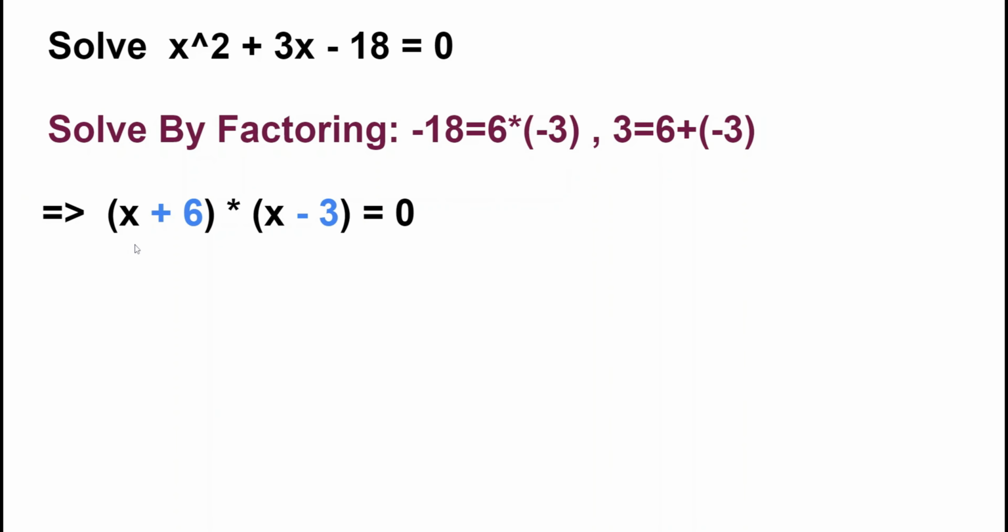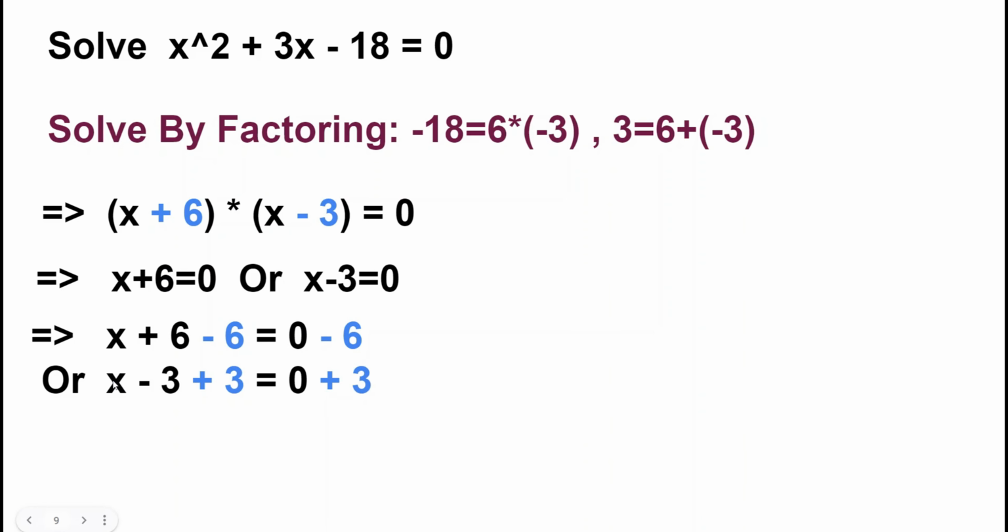So we can write this as x plus 6 times x minus 3 equals 0, meaning x plus 6 equals 0 or x minus 3 equals 0, meaning that x plus 6 minus 6 equals 0 minus 6, or x minus 3 plus 3 to get rid of minus 3 equals 0 plus 3 on both sides. And here we have x equals minus 6 or x equals 3.